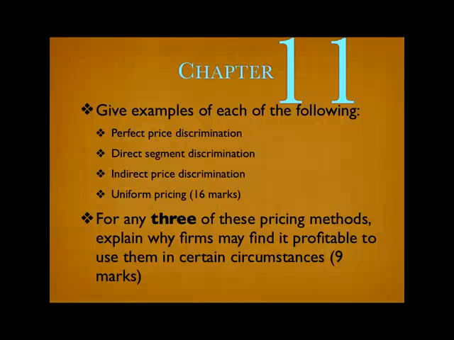This question asks, give examples of each of the following: perfect price discrimination, direct segment discrimination, indirect price discrimination, and uniform pricing. It then asks, for any three of these pricing methods, explain why firms may find it profitable to use them in certain circumstances.